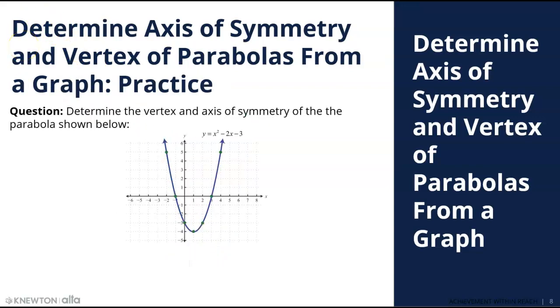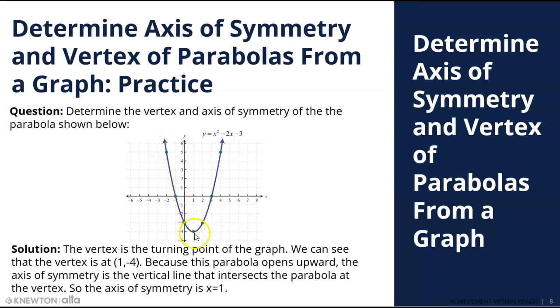For example, determine the vertex and axis of symmetry of the parabola shown below. This graph here is the graph of this equation, y equals x squared minus 2x minus 3. The vertex is the lowest point of this graph, and this is this point here. So this vertex has an x coordinate equal to 1, and the y coordinate is negative 4. So the vertex is the point 1, negative 4.